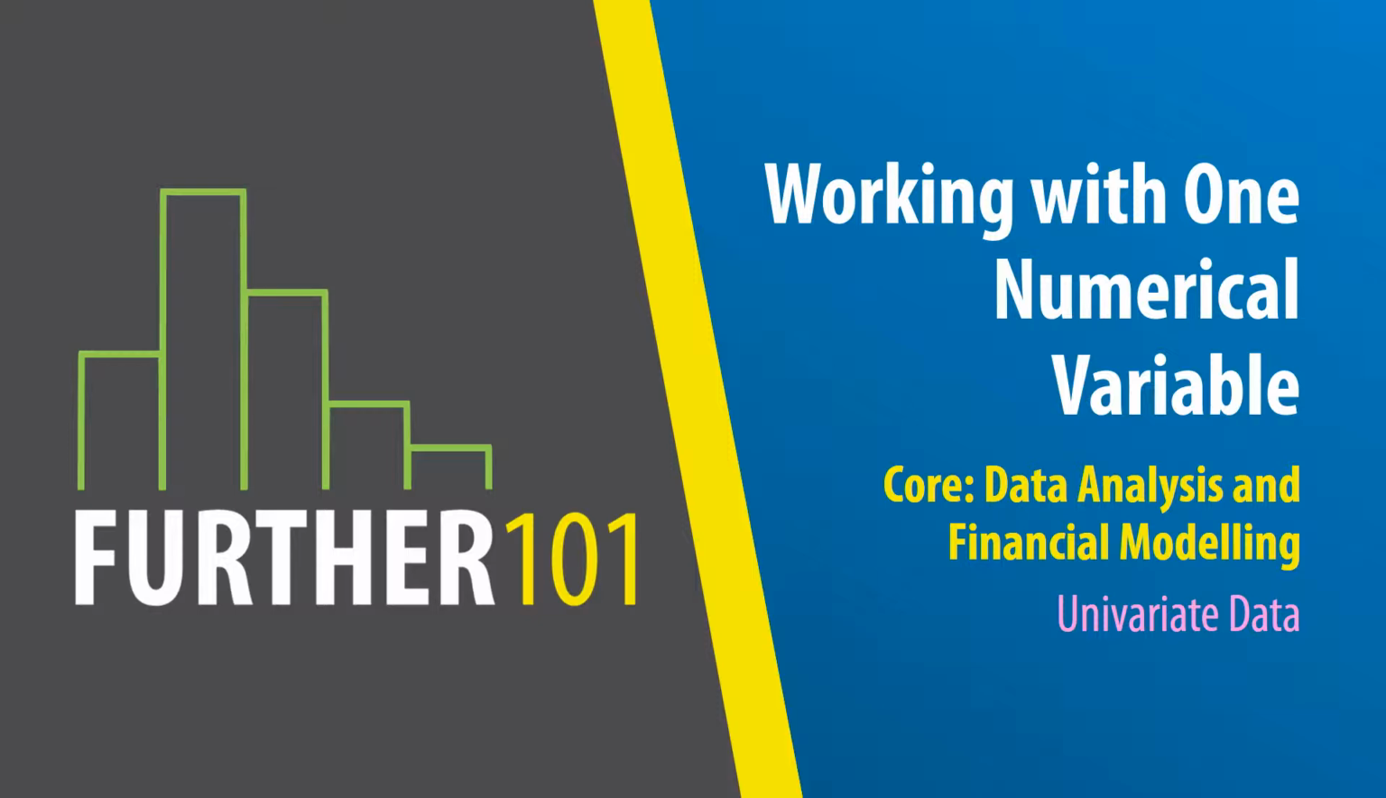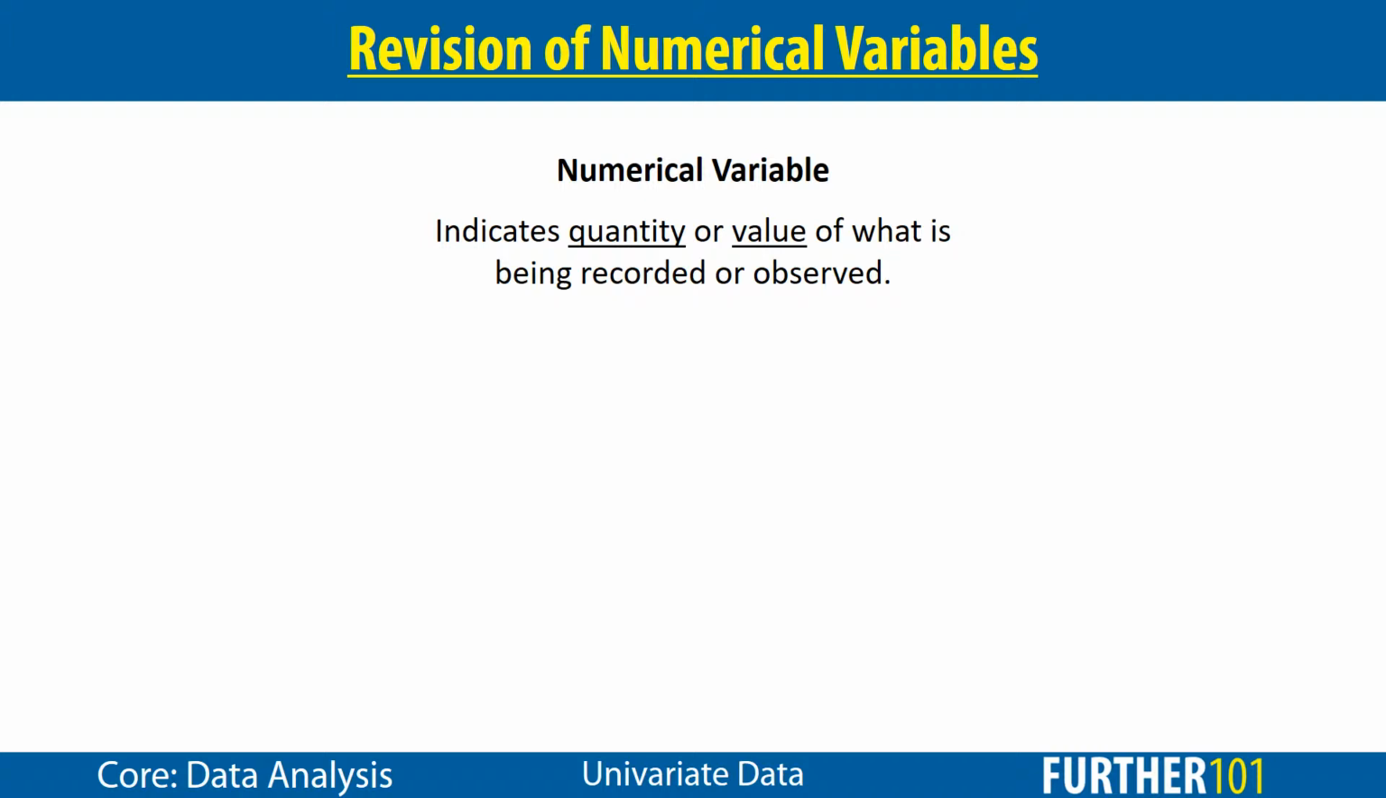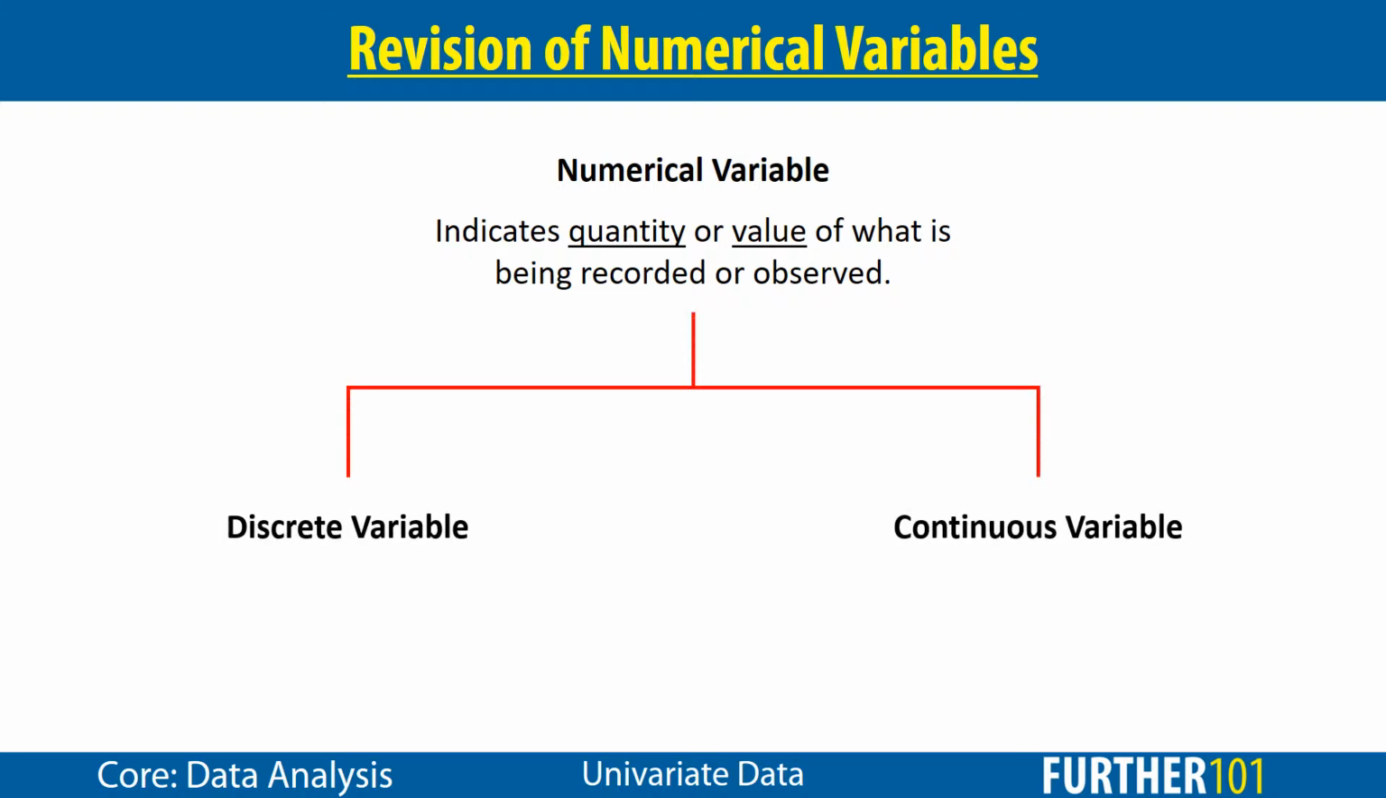But before we jump in, let's do a quick refresher on numerical variables. Now, a numerical variable contains data that indicates the quantity or value of what is being recorded or observed. Classic examples of numerical variables are a person's weight and shoe size, as well as a number of pets owned by a person. There are two subtypes of numerical variables under the umbrella term of numerical variable.